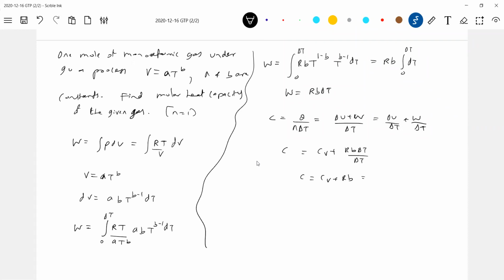So let me go for monoatomic gas. Already monoatomic gas is given, no? So C equals 3R by 2 plus RB. Okay, you see now. If B equal to 1, what process will it be? Let me write it here, value of B, B equal to 1. So what is the process it will undergo? Anybody? Can you say what is the process? Isobaric. Isobaric process.